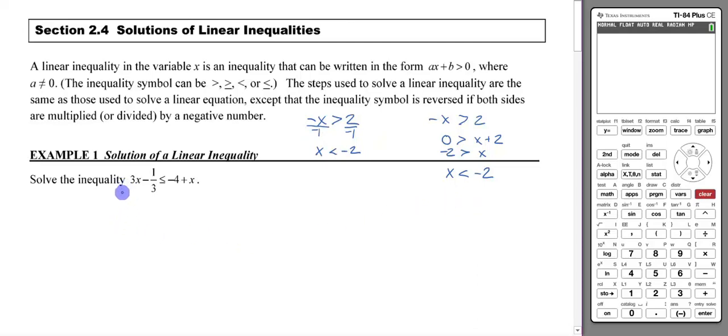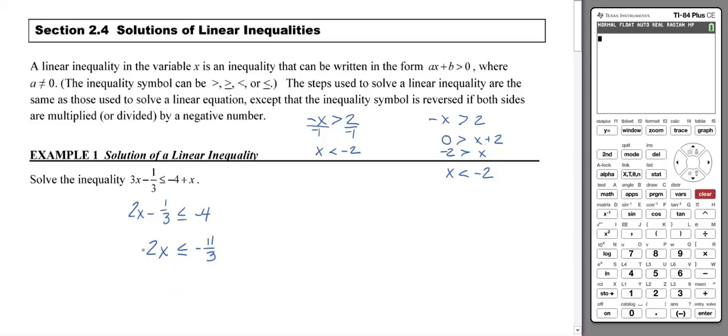Let's try with this problem here, solving the inequality. We're going to subtract x from both sides. So I have 2x minus 1/3 is less than or equal to negative 4. I'm going to add 1/3 to both sides of the inequality. That gives me 2x is less than or equal to negative 3 and 2/3. So that's going to be negative 11/3.